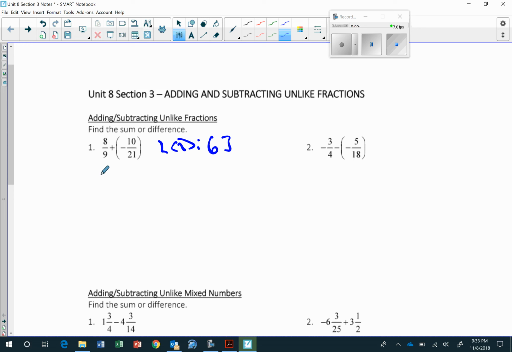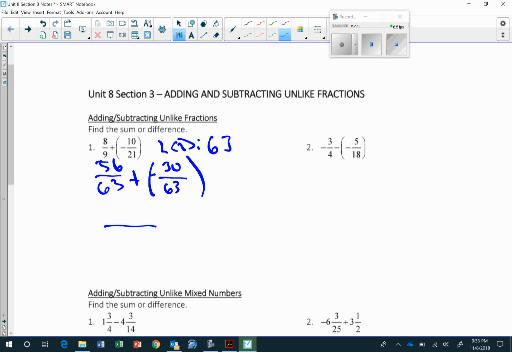So I'm going to rewrite 8 over 9 as something over 63. So 9 times 7 is 63. So I can do 8 times 7, which is 56. Then I need to add, and then I have a negative. I need to write 63 as the denominator for this one. 21 times 3 is 63. So I do 10 times 3, which is 30.